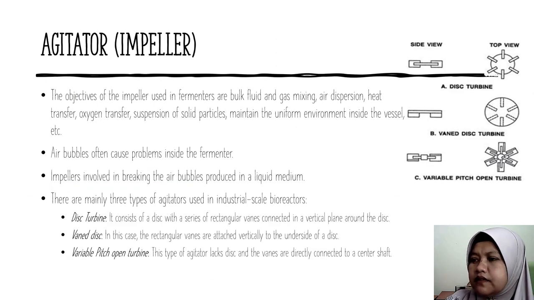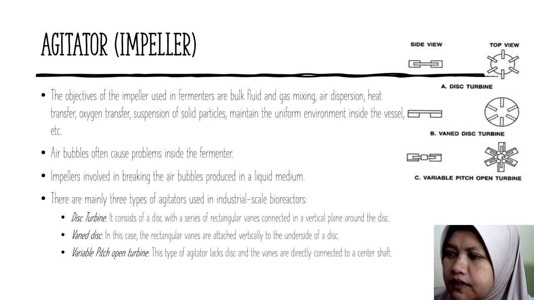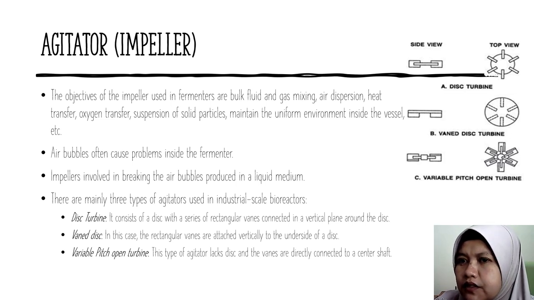Alright, the next instrument which is very important for the fermenter is the agitator, or we call it the impeller. So the objectives of the impeller used in fermenters are bulk fluid and gas mixing, air dispersion, heat transfer, oxygen transfer, suspension of solid particles, maintaining a uniform environment inside the vessel, and so on. Air bubbles often cause problems inside the fermenter, so impellers are involved in breaking the air bubbles produced in the liquid medium.